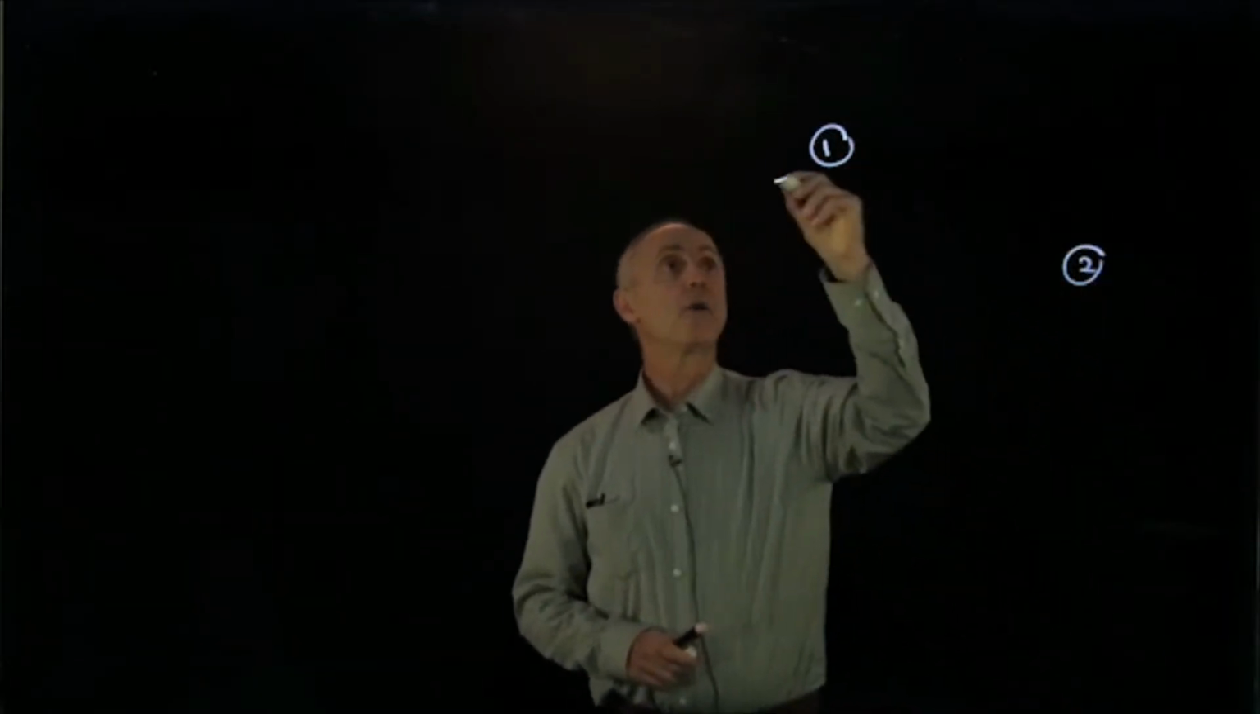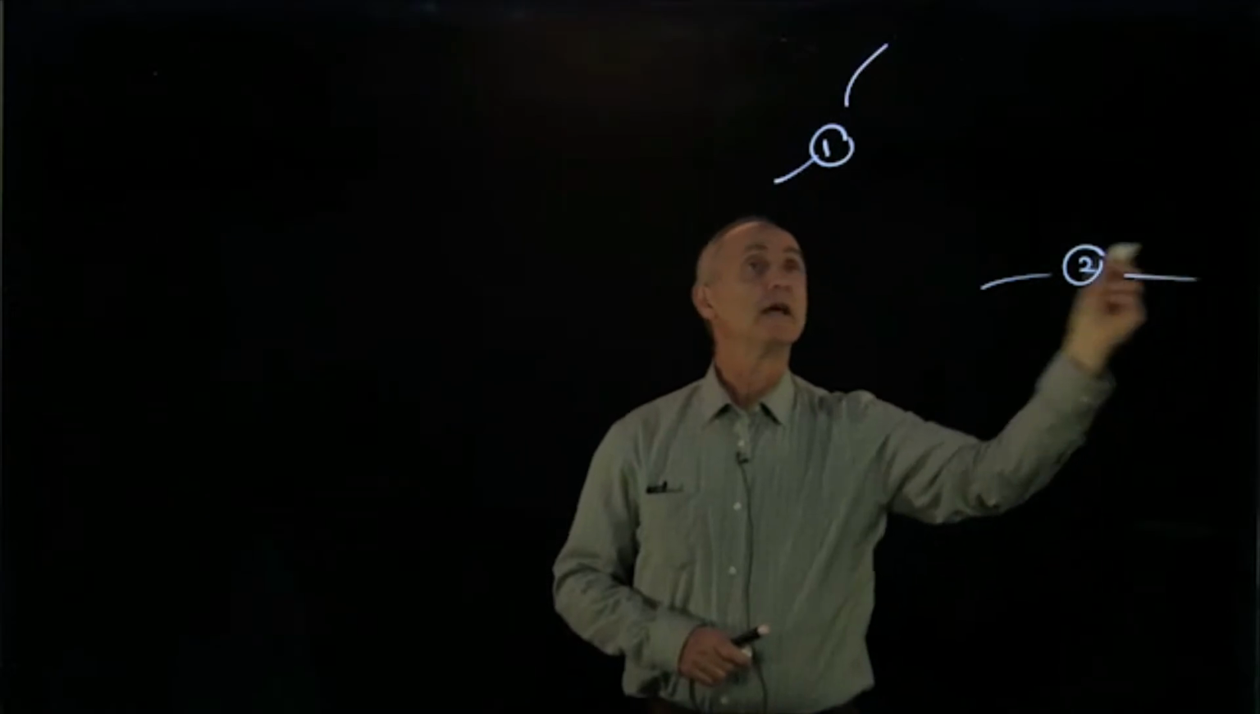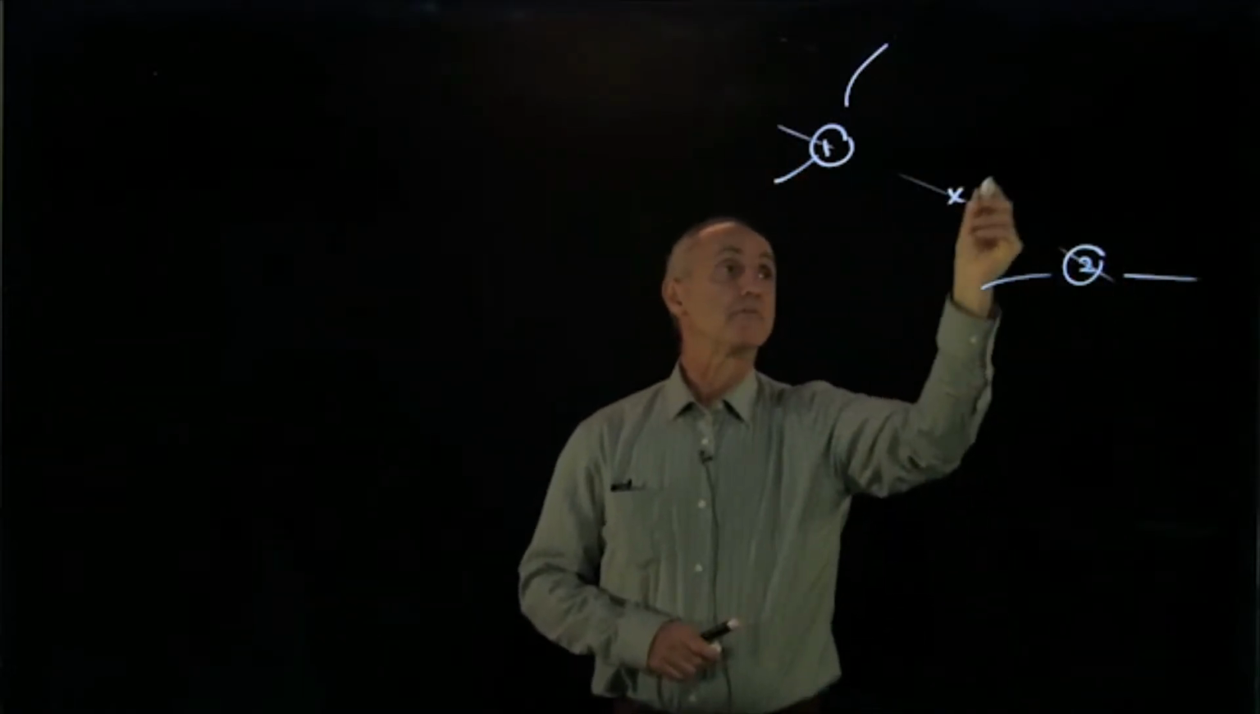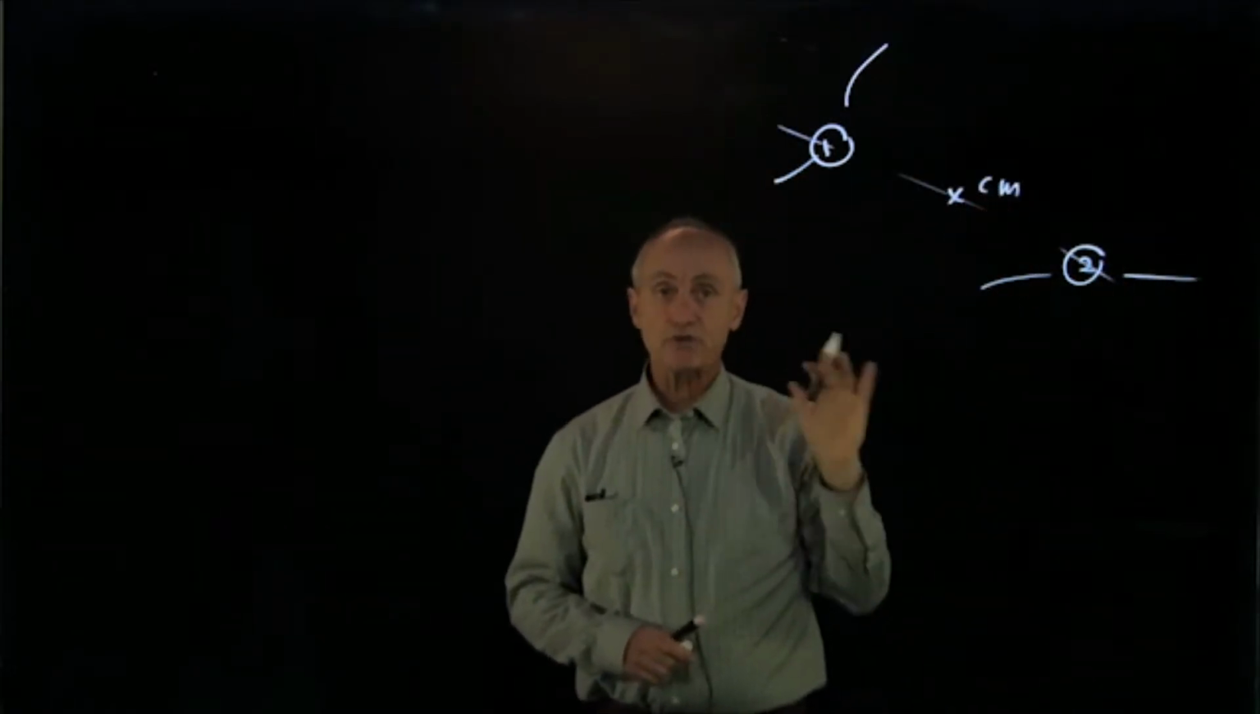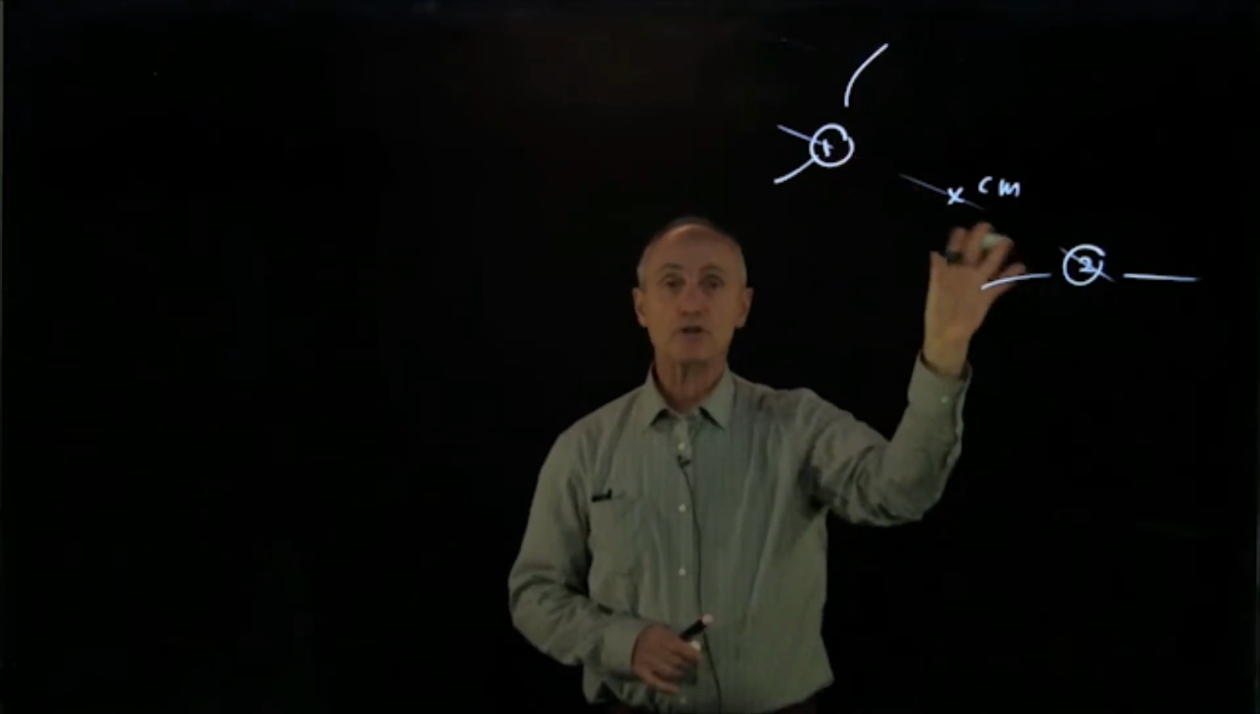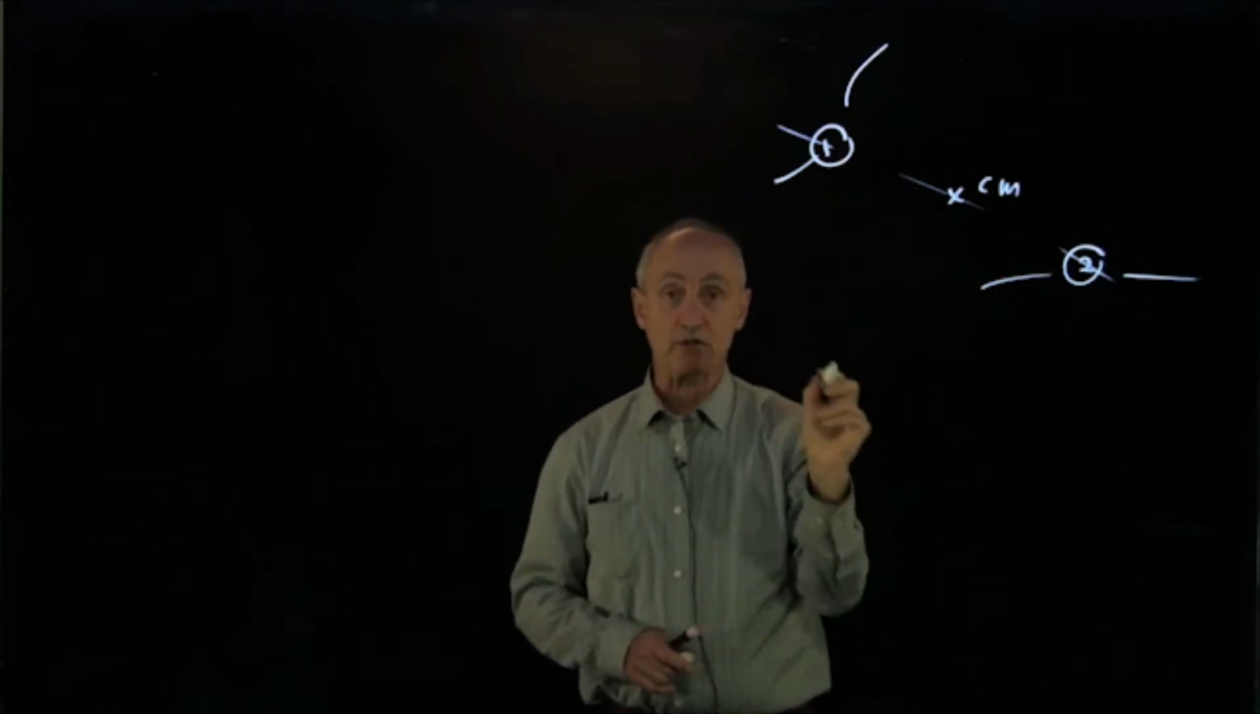We'd like to examine the motion of two particles. Here's particle 1, and here's particle 2. And each particle can have some motion. In between them is the center of mass. And what we'd like to do is figure out how to describe the motion of each of these particles with respect to the center of mass.